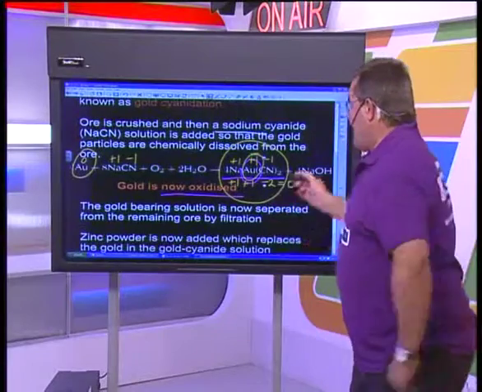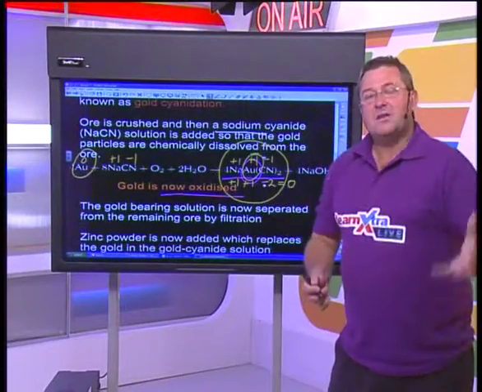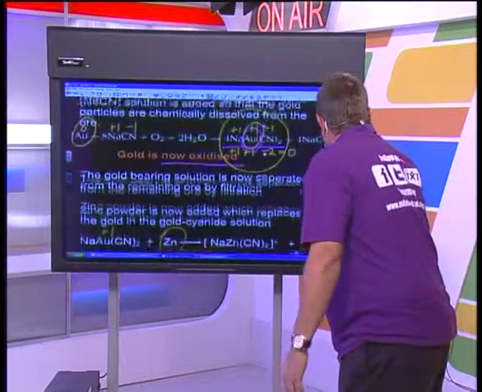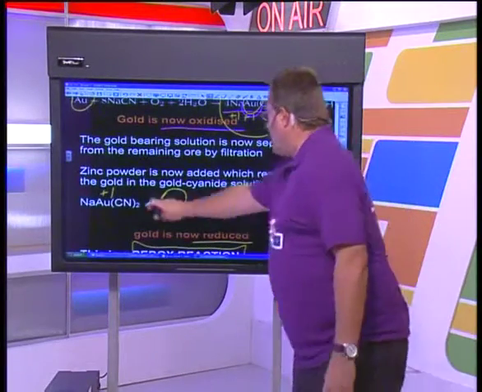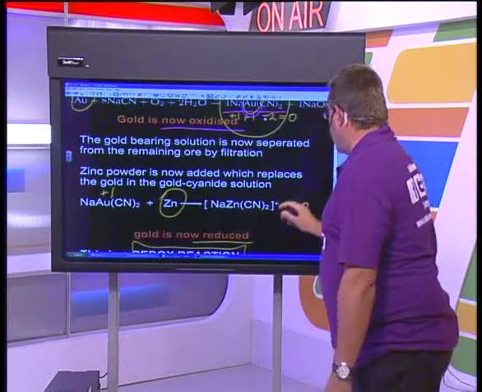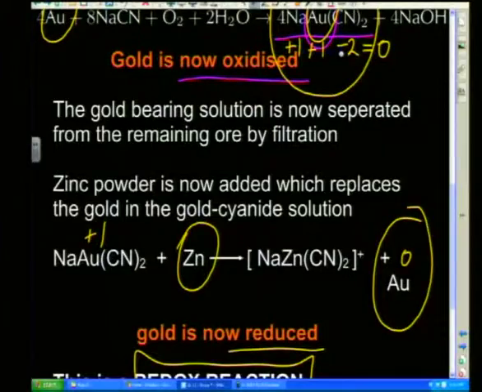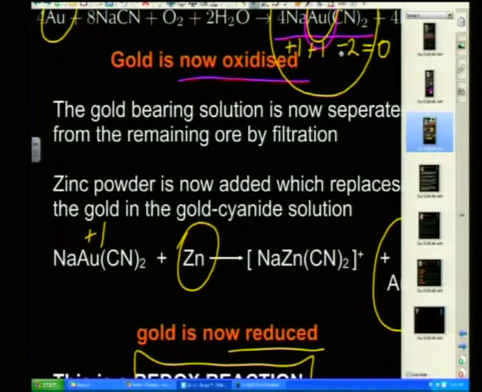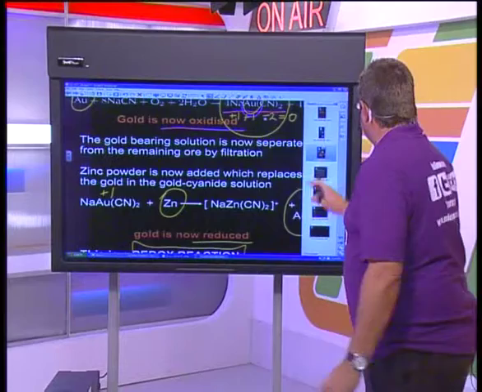And then they might ask you, well, then what happens? Well, then it's filtered, the filtrate is then taken. The filtrate over here, the sodium gold cyanide complex, is reacted with zinc, and gold is then displaced by the zinc, and we have now got our pure gold, which we're now able to purify. And I think that basically is very simply the process of extraction.